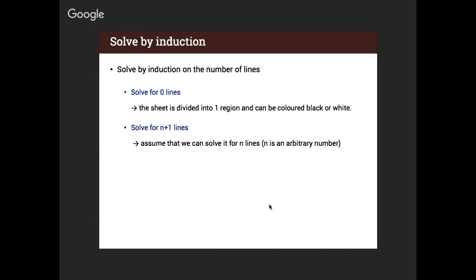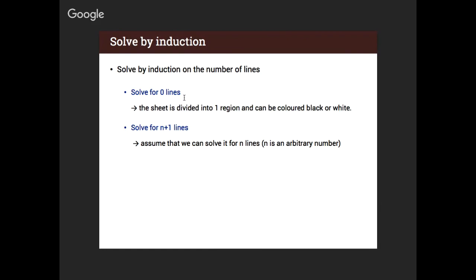Let's look at the seed first. Can I do this for 0 lines? Well, if there are no lines, the whole page has one big region, and I can color that region either black or white, and I would have satisfied the requirements, because if there's only one region, then no 2 regions are white next to white or black next to black.